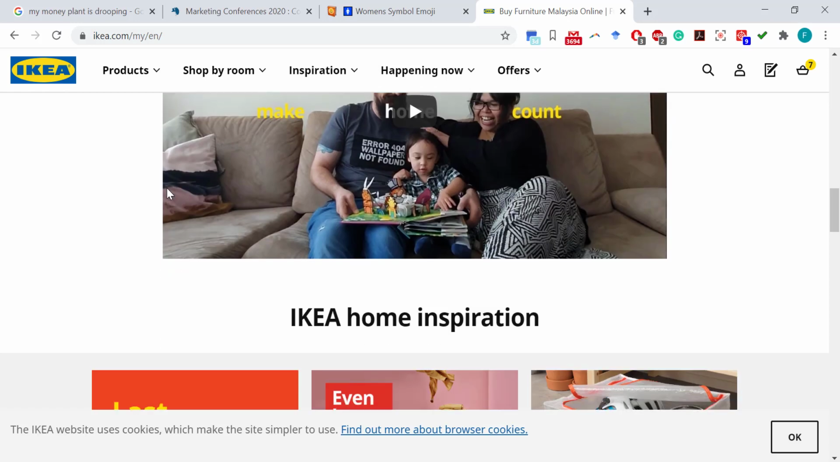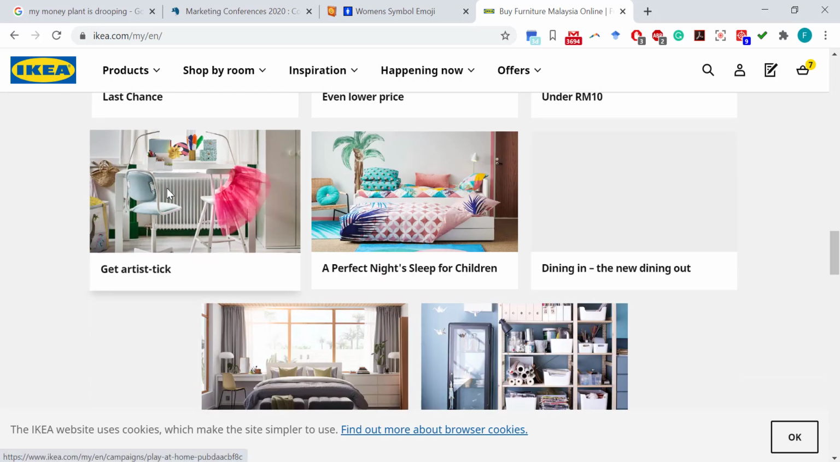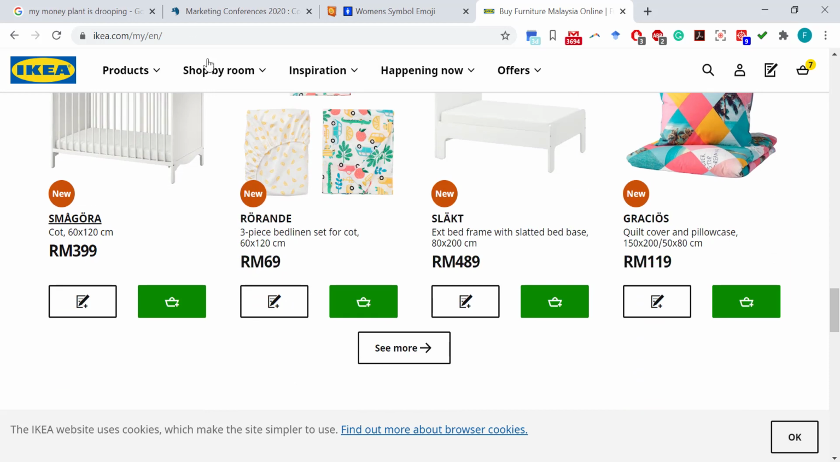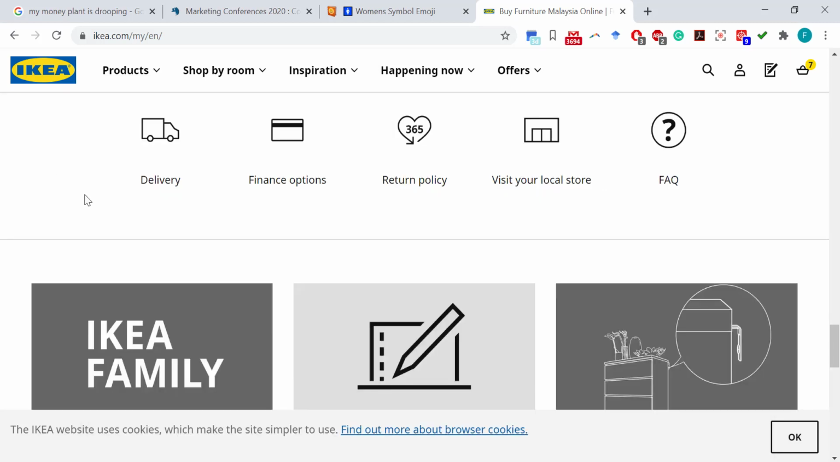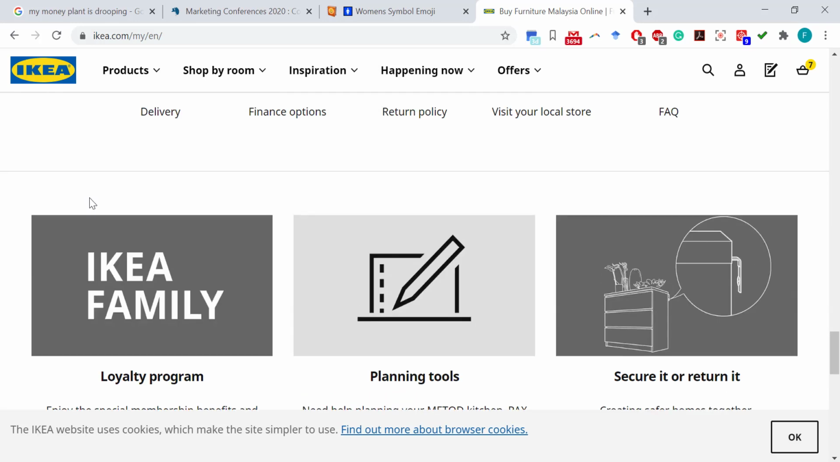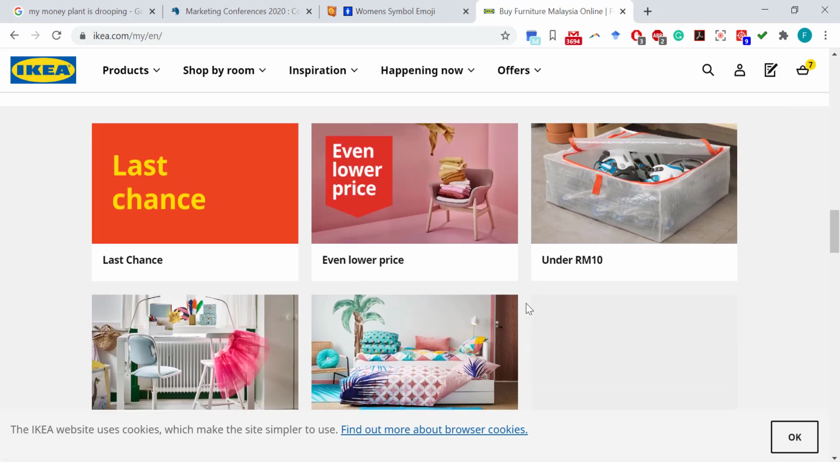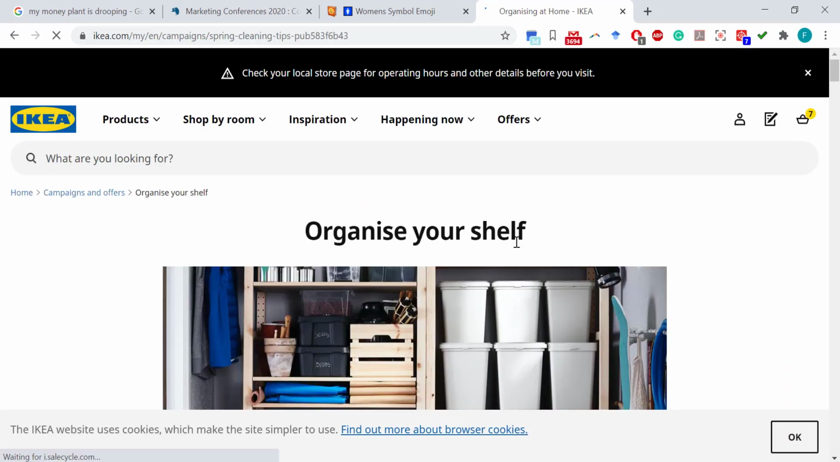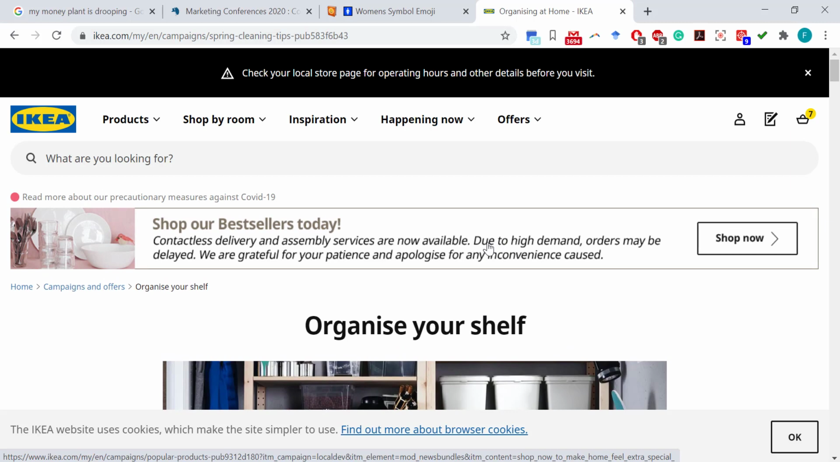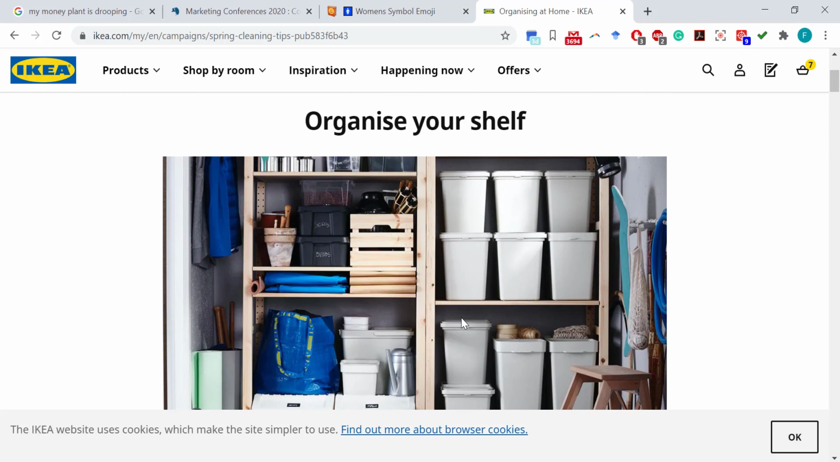Making home count. So the idea of IKEA is that they are solving the problem of a small space with organization shelves and any kind of their things. For example, like this. This is what IKEA is pursuing.